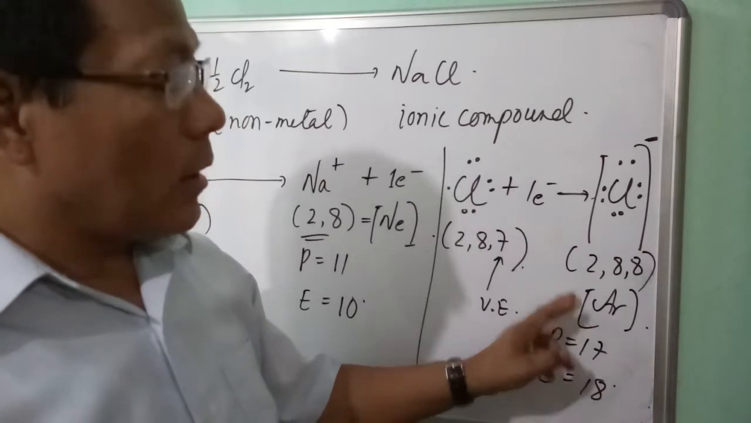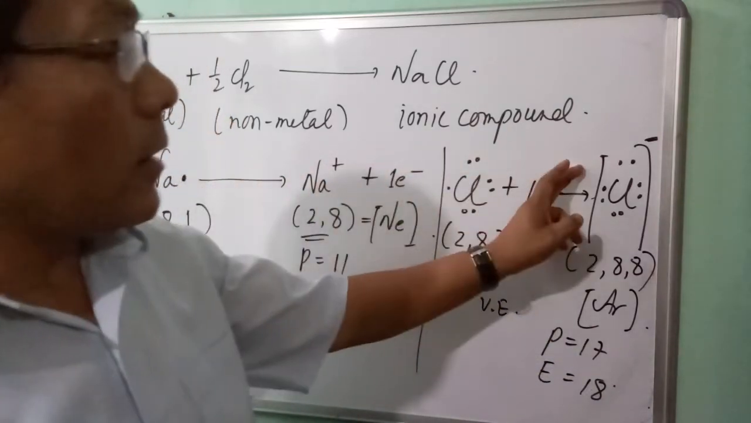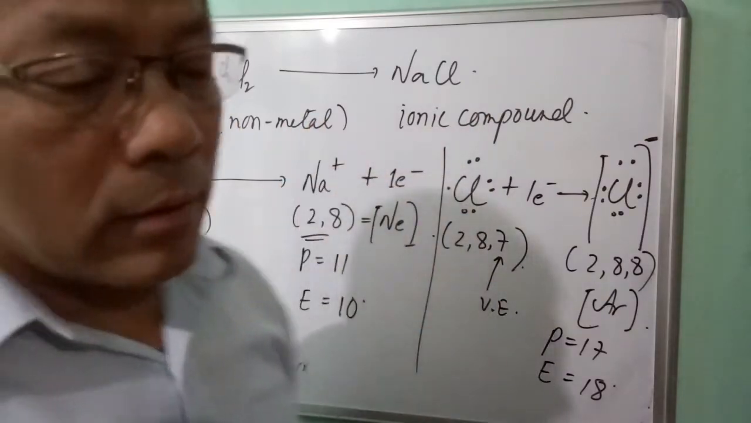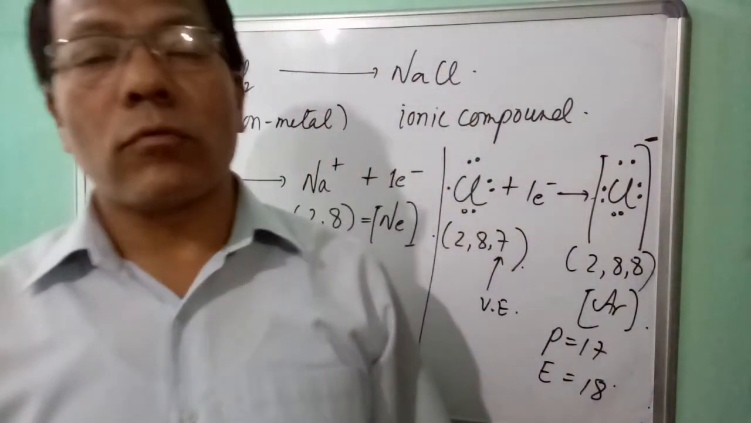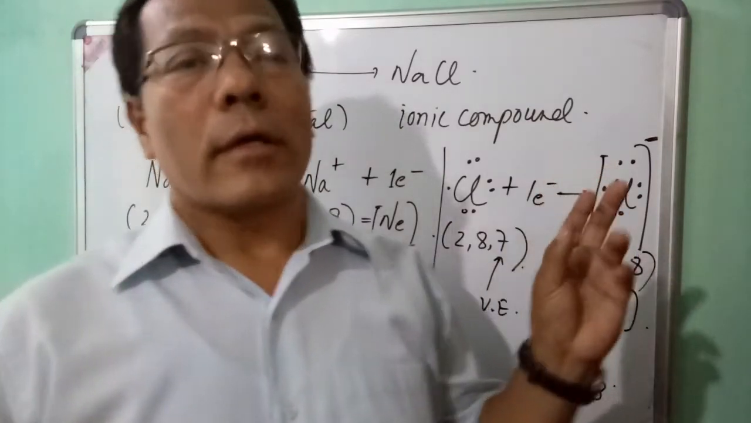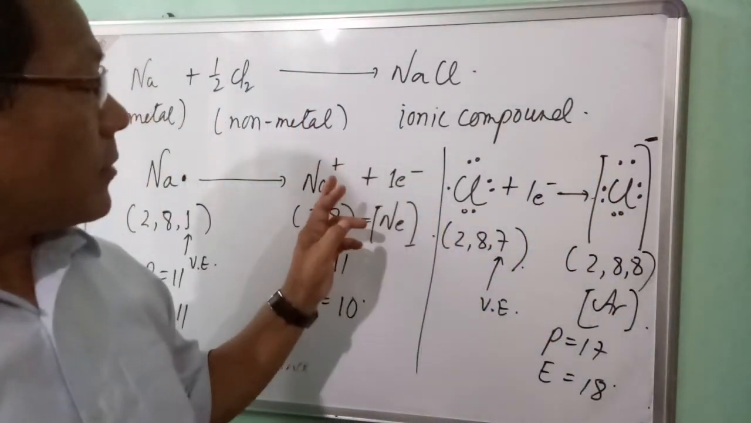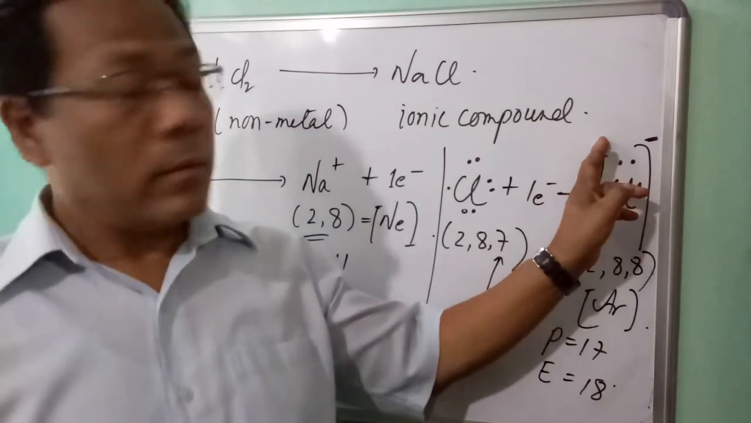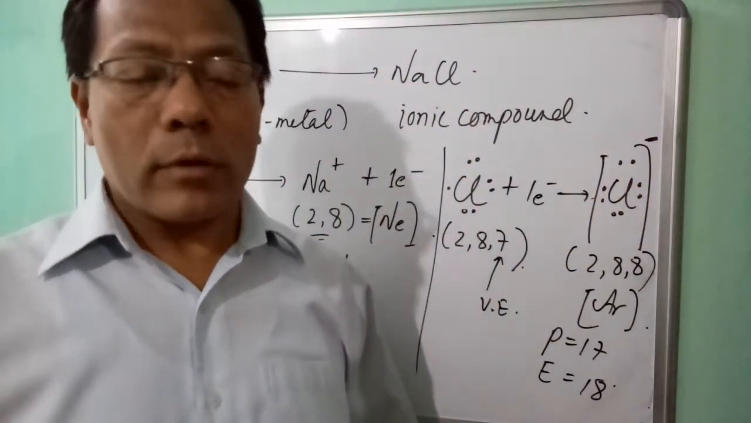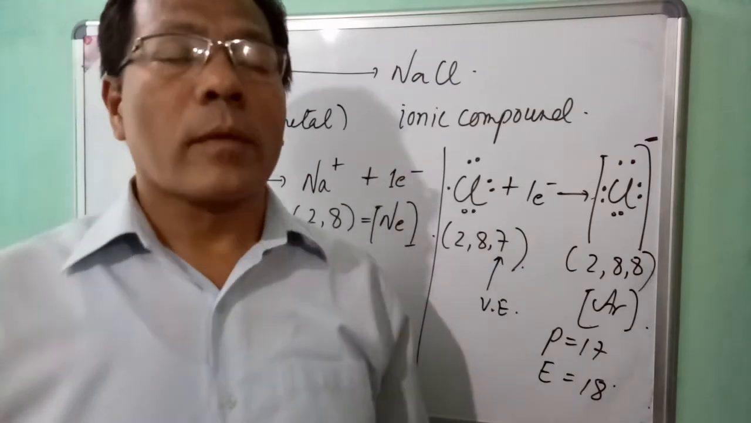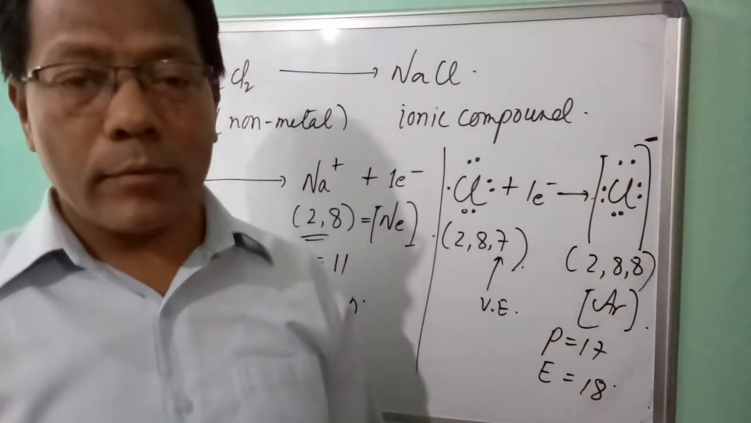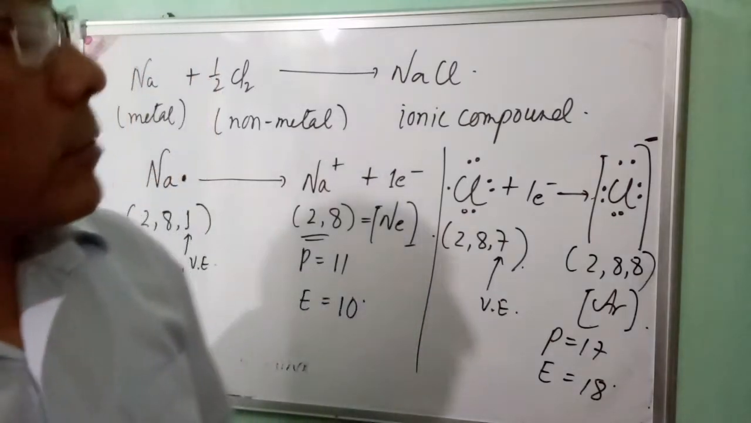argon. After the electron transfer, the sodium ion and the chloride ion are held by an electrostatic force, which is called the ionic bond. Actually, the ionic bond is the electrostatic force of attraction between the sodium ion and the chloride ion present in the sodium chloride compound. This electrostatic force of attraction between the sodium ion and chloride ion is what we call the ionic bond.